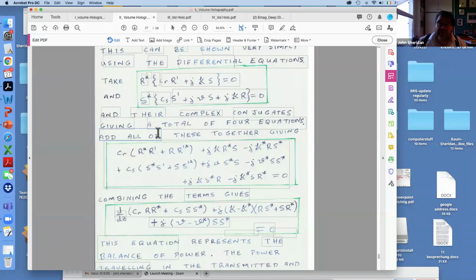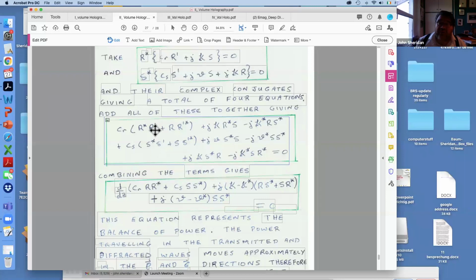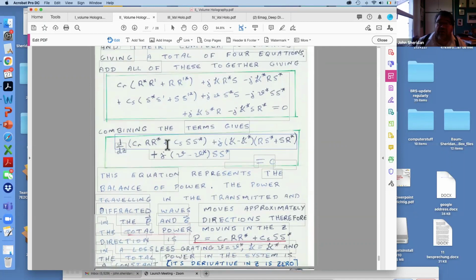We've got the conjugates, we have a total of 4 equations, okay? And we add all of these together. So we add this to its complex conjugate, this to its complex conjugate. And if we do that, we're going to end up with an expression which tells you that the rate of change with respect to z of this expression is going to be equal to 0.